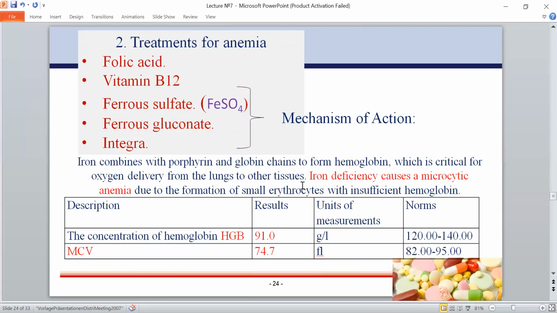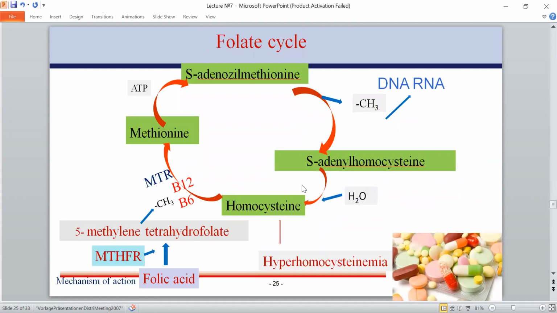Treatment of anemia: folic acid, vitamin B12. Mechanism of action of ferrous sulfate and ferrous gluconate: iron combines with porphyrin and globin chain to form hemoglobin, which is critical for oxygen delivery from the lung to other tissue. Iron deficiency causes a microcytic anemia due to the formation of small erythrocytes with insufficient hemoglobin. The concentration of hemoglobin, HGB, result 91.0, unit of measurement g/L. Normal range 120.00 to 140.00.